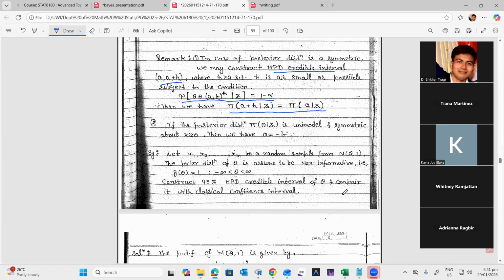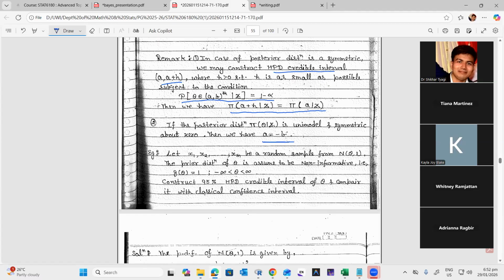If h is an arbitrary constant, in that case also it will be equal. And if it is unimodal and symmetric, at that time a will be equal to minus b, as we have seen in the case of the normal distribution when you find the confidence interval for the normal distribution, right? The same thing we apply here.